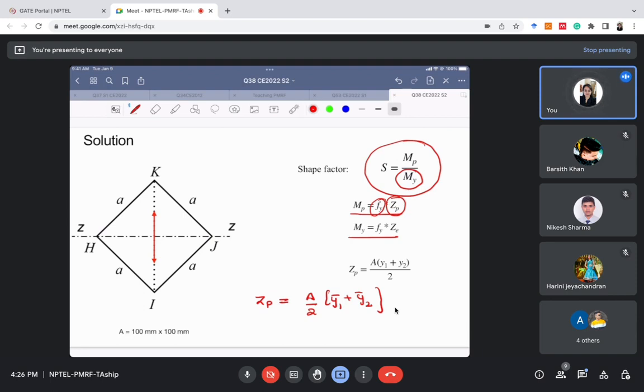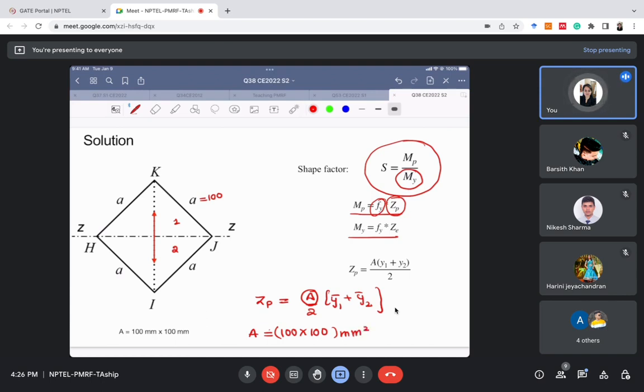Now how to calculate ZP in this case? Let's say this is area 1 and this is area 2. So A is the total area. What is the area of this cross section? This is a square cross section, right? The dimensions are given to us as 100 mm, so the area will be 100 by 100 mm. So the area is known to us.